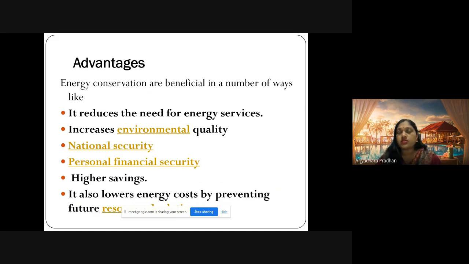Then it gives national security, in the sense that we need not purchase these petroleum products from outside countries, so a country can be self-sustained. Personal financial security, because our bills will be less and we have to pay less to the electrical companies, so our financial security can be maintained. Then higher savings, it also lowers energy cost by preventing future resource depletion, because the fossil fuels which will be dug from inside the earth's surface will lead to cost, so this can be prevented by using less energy.